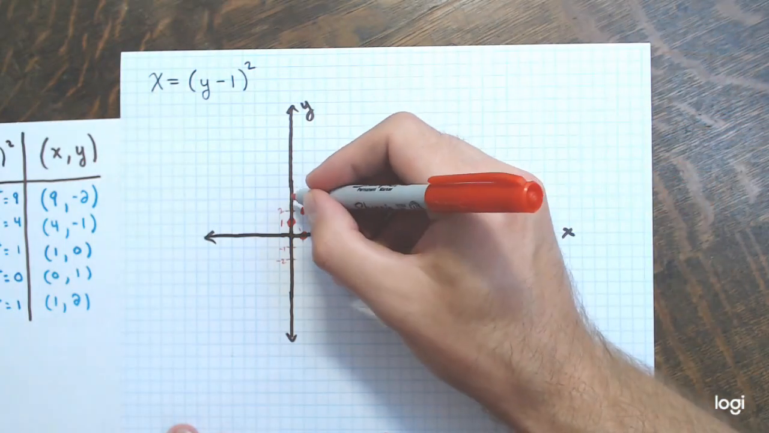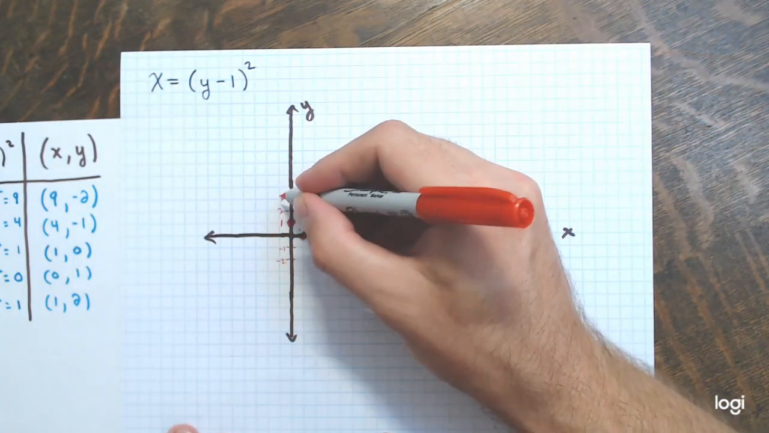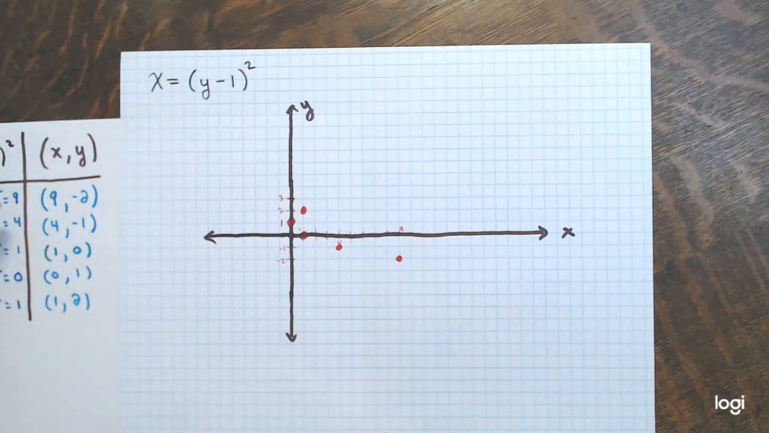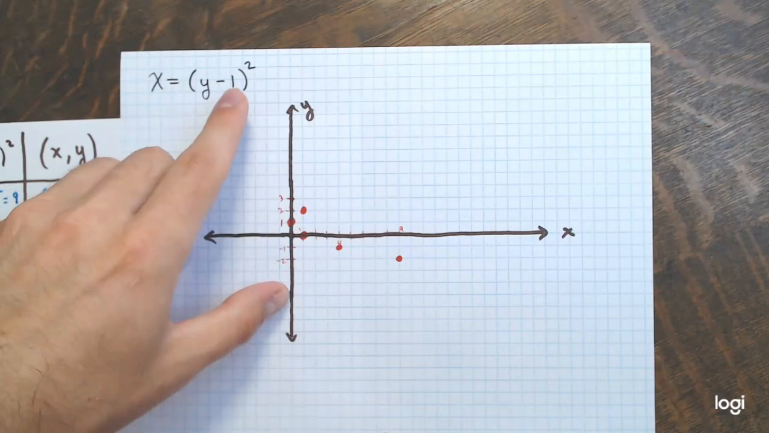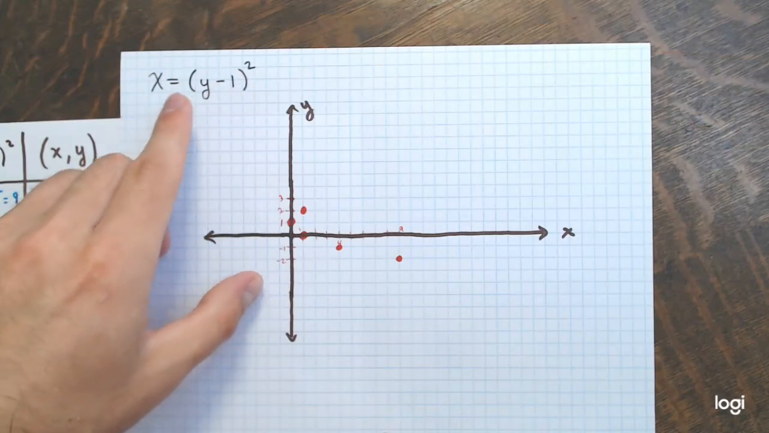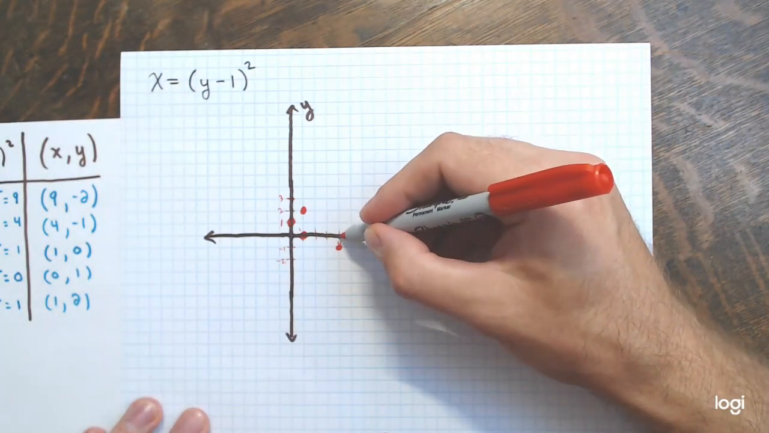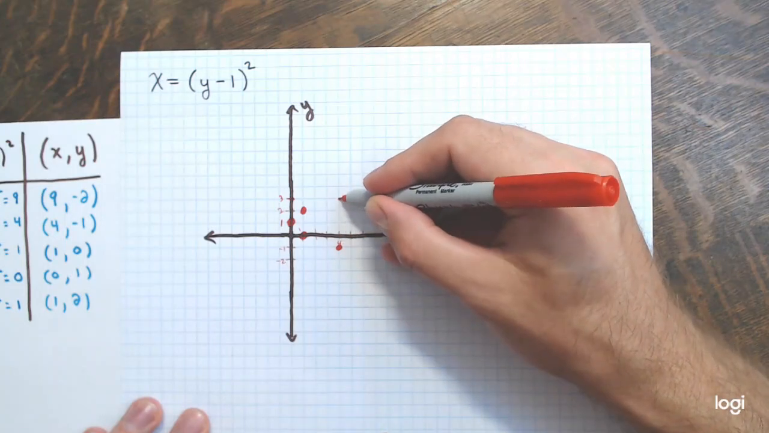So let's say I were to plug in 3 for y. Remember, I was plugging in values for y, not x. So if I plugged in 3 for y, well, 3 minus 1 is 2. 2 squared is 4. I'd get 4 for x. So 4 for x, which I have here, and then 3 for y.